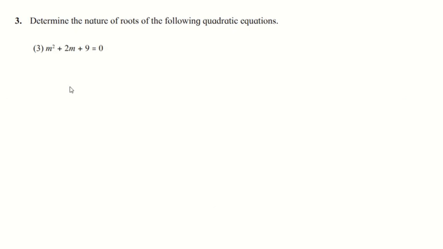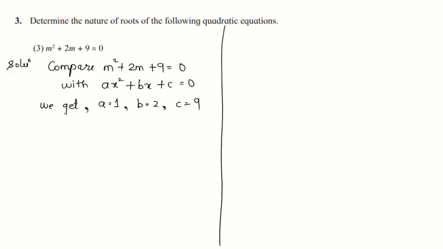Question number 3. The third equation from the third question. So the third equation that is given is m square plus 2m plus 9 is equal to 0. Always remember the first step, that is we will compare the given equation with ax square plus bx plus c is equal to 0.